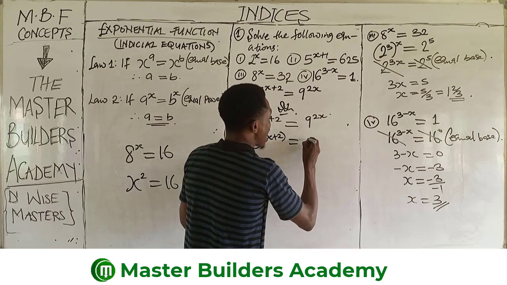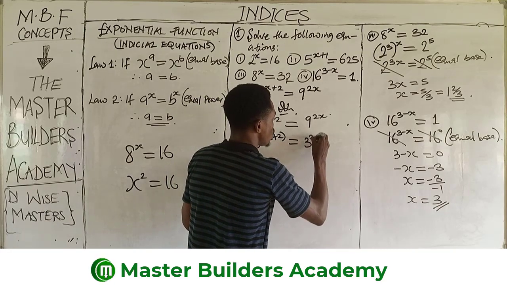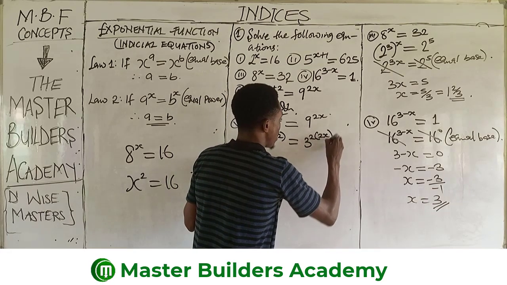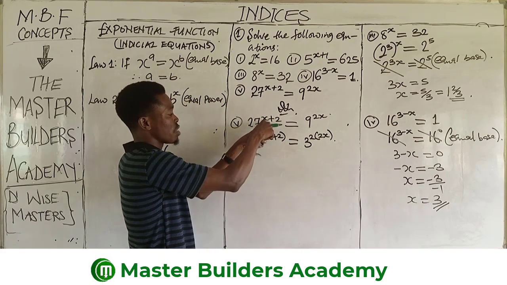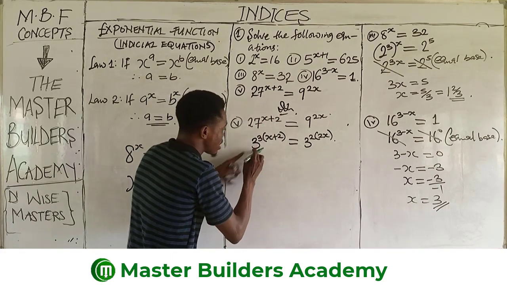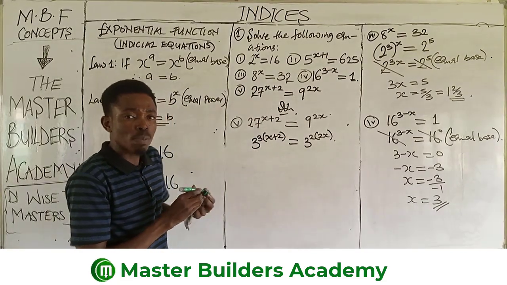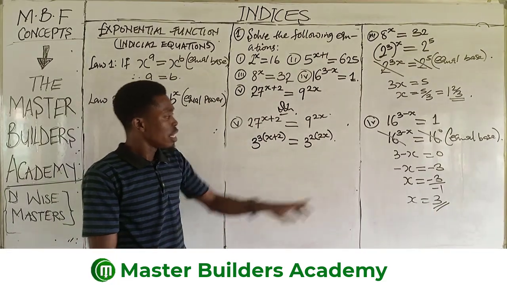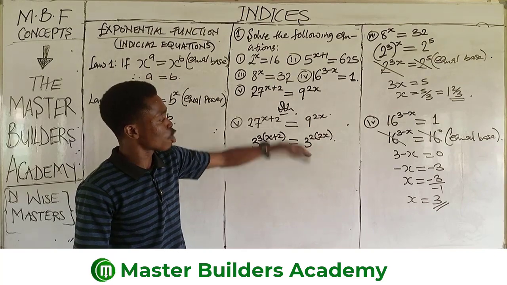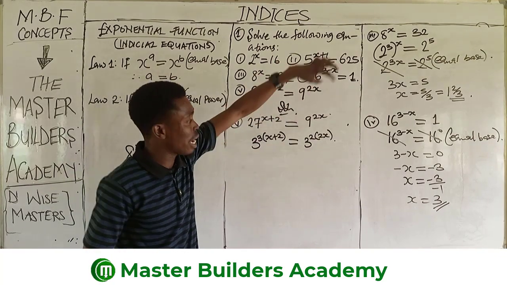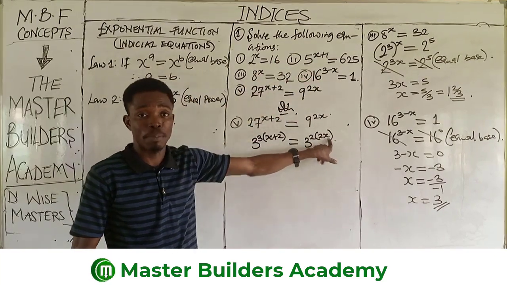9 will also give us what? 3 raised to power 2, multiplied by the existing power. So this is the existing power of 27: 3 raised to the power 3 is 27, and this x plus 2 that we have in the bracket is the old power of 27. Similarly, when we come here, 9 is 3 raised to the power 2, and the existing power is 2x. And that's exactly what we have in the bracket here.